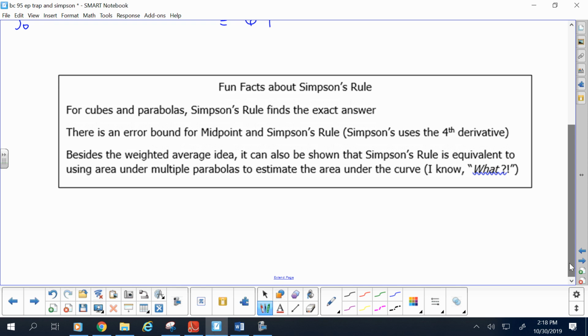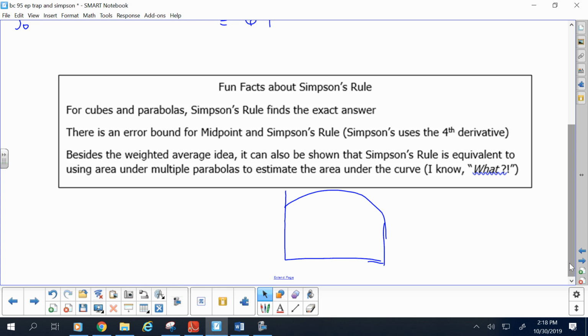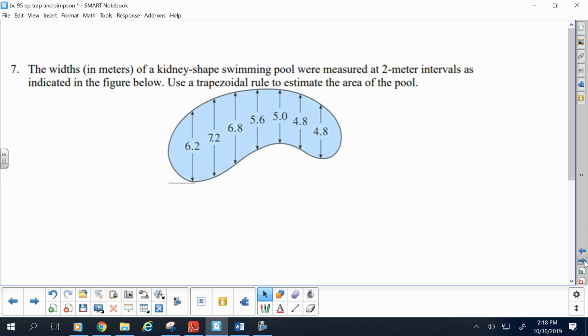It's a really cool proof that besides this idea of midpoint trapezoid weighted average, it's also true that when you use Simpson's rule, it's like using area under parabolas. So trying to make a parabola for this and then finding the area under that and then making a parabola for that. That's why it's so darn good for squares and cubes, because it is perfect. It's pretty cool. Let's go to one off the homework.